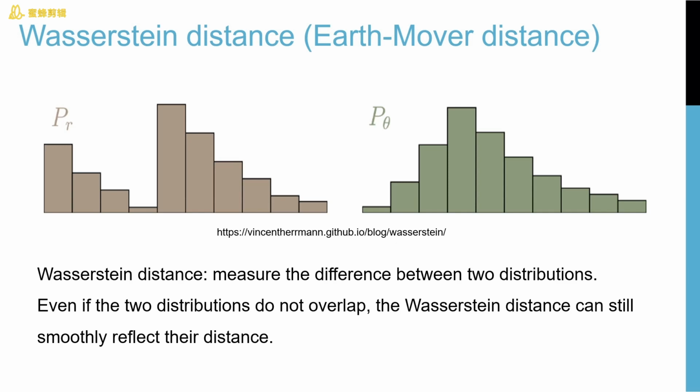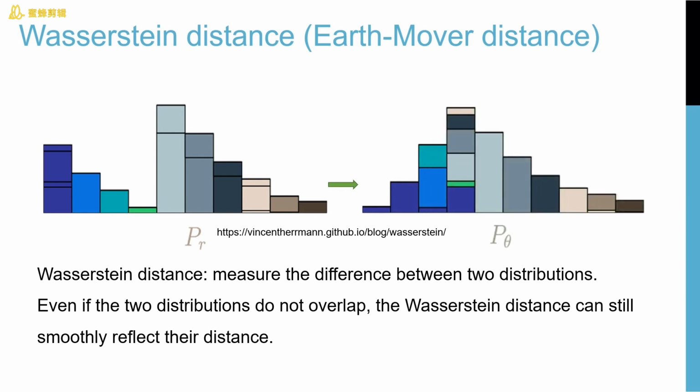For more complex distributions, we can also find the minimum cost to move one distribution to another, as shown in the picture. So, we can use Wasserstein distance to measure the difference between two distributions. A small Wasserstein distance means the two distributions are similar, and vice versa. Unlike the loss function used in the original GAN, even if the two distributions do not overlap, the Wasserstein distance can still smoothly reflect their distance.